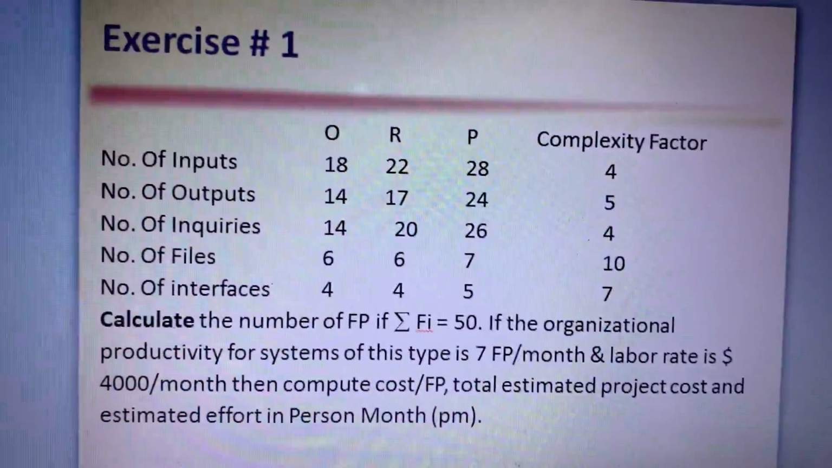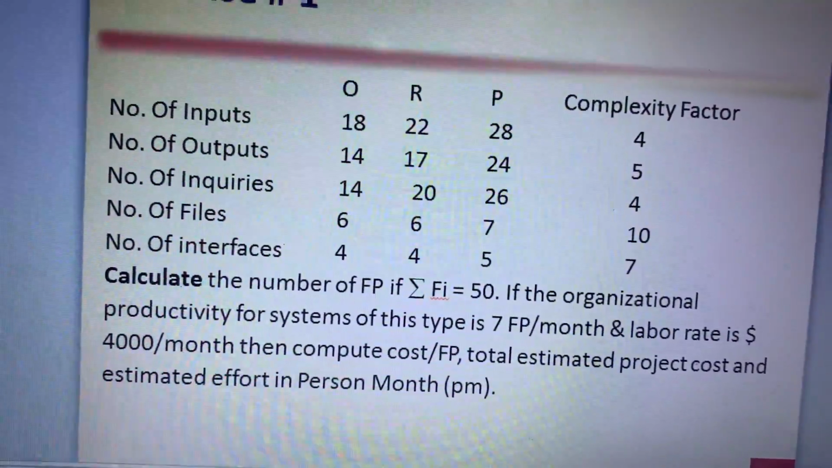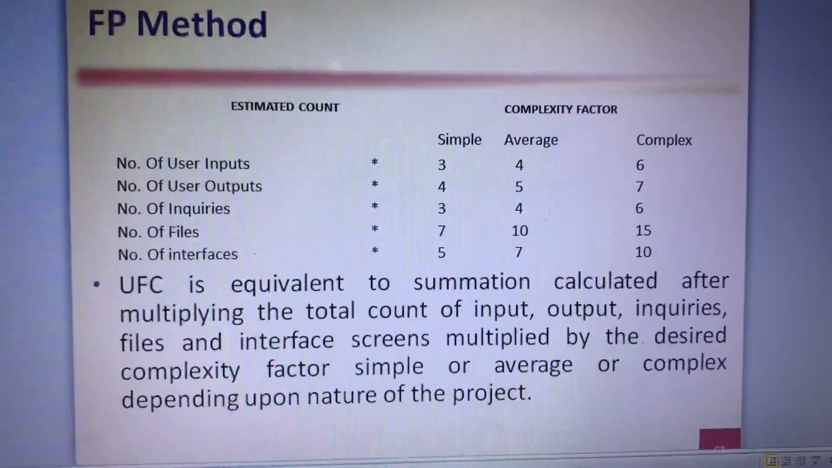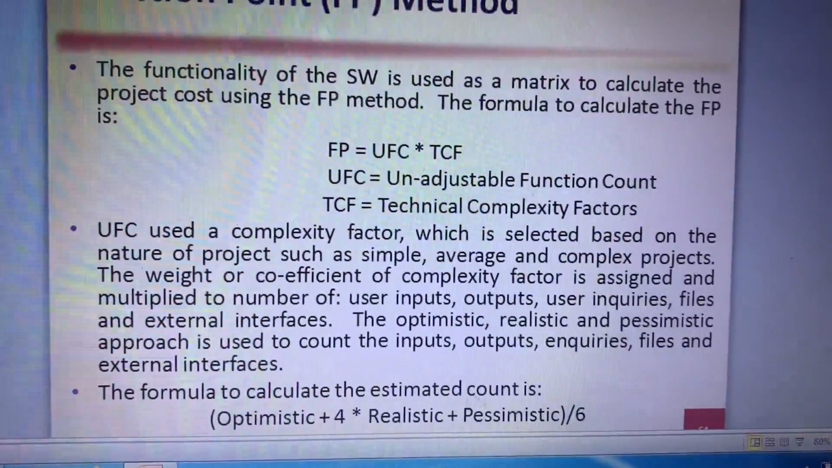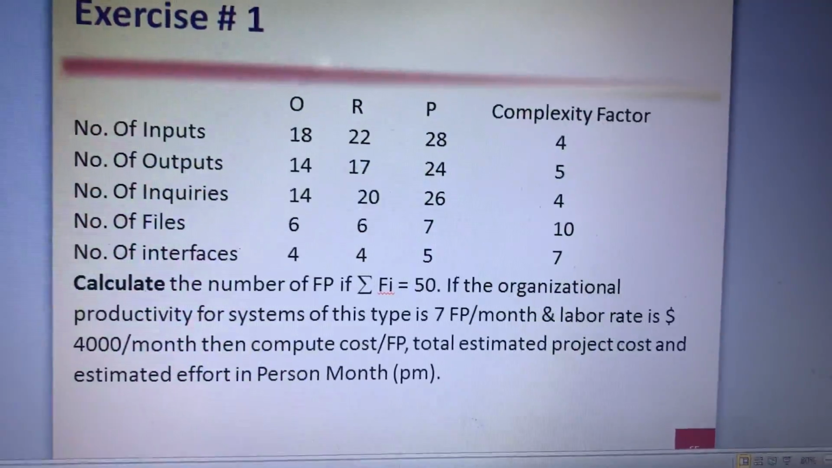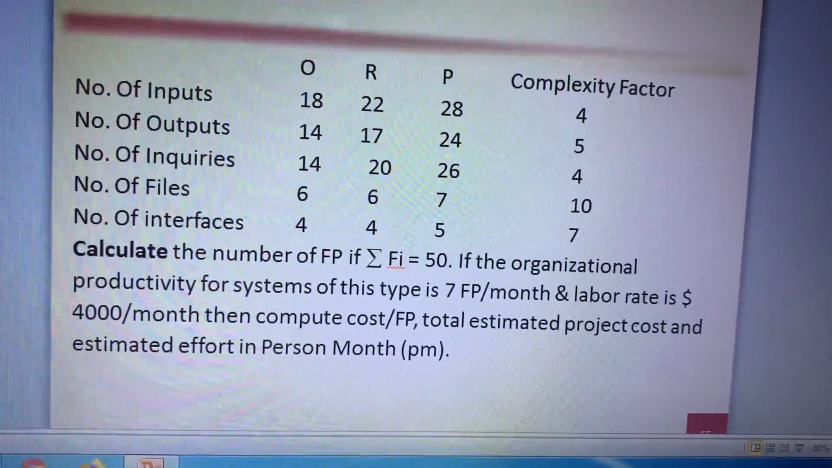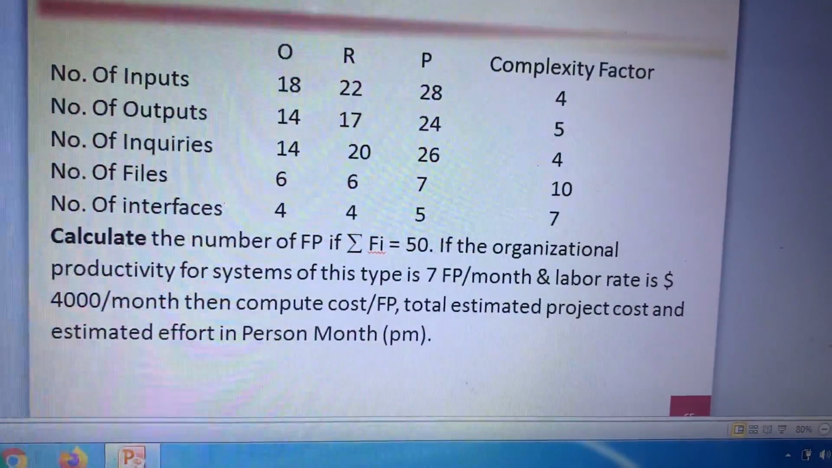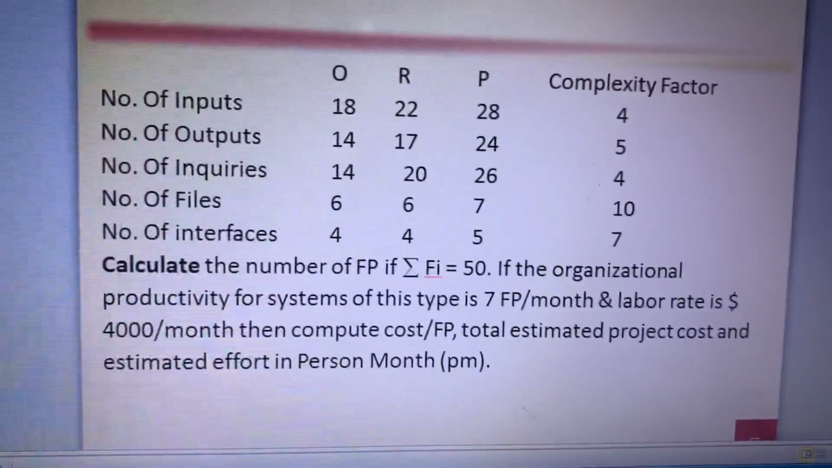This is an exercise. We have optimistic, realistic, pessimistic, and we will calculate EC by the formula: O plus 4 into R plus P, divided by 6. We will calculate EC. So this is the exercise. Sigma Fi is 50, and it's an average project, so we'll take only the average complexity factor. The productivity of this company is 7 function points per person-month, and the labor rate is $4,000 per month, and we'll calculate the cost per function point and the project cost.